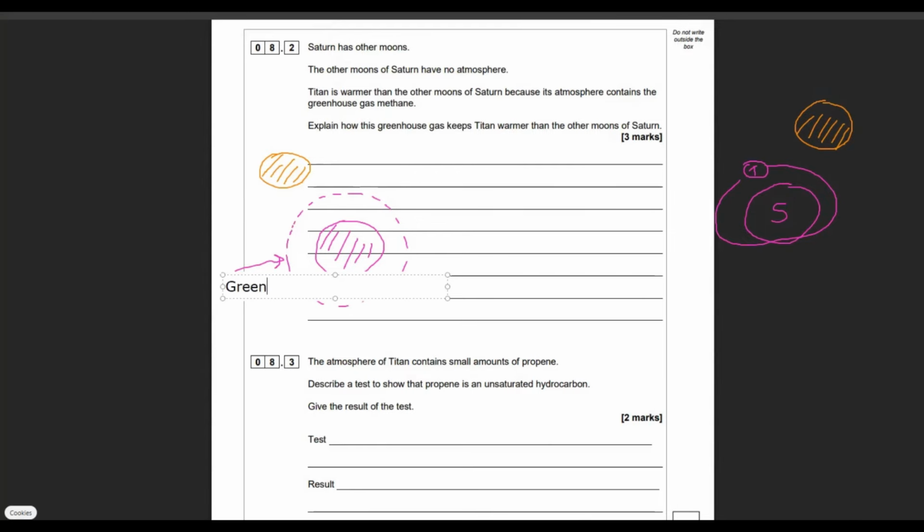So we have greenhouse gases in the atmosphere. That's my dashed line around this pink object, which is Titan. These greenhouse gases, such as methane, which is the greenhouse gas on Titan. Now we have ultraviolet light. Notice I've done a squiggly yellow line. That represents the ultraviolet light from the sun. Now, if you don't want to say ultraviolet light, you can call it short wave radiation.